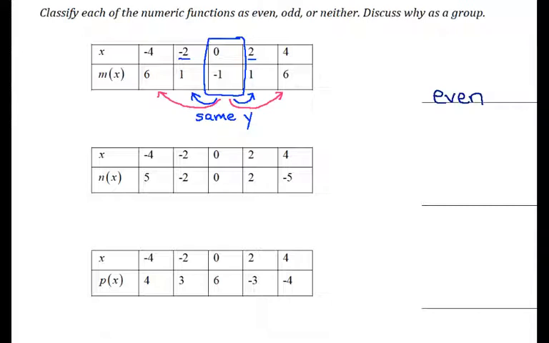Looking at the second example, I'm going to start again by identifying where x equals 0. It looks like this graph passes through the origin. Now I'm going to see what happens as I go to the right and to the left. I can see that here I have opposite y. So because I have opposite y values, that's starting to look like the pattern for an odd function. Because the graph also passes through the origin, this is in fact an odd function.